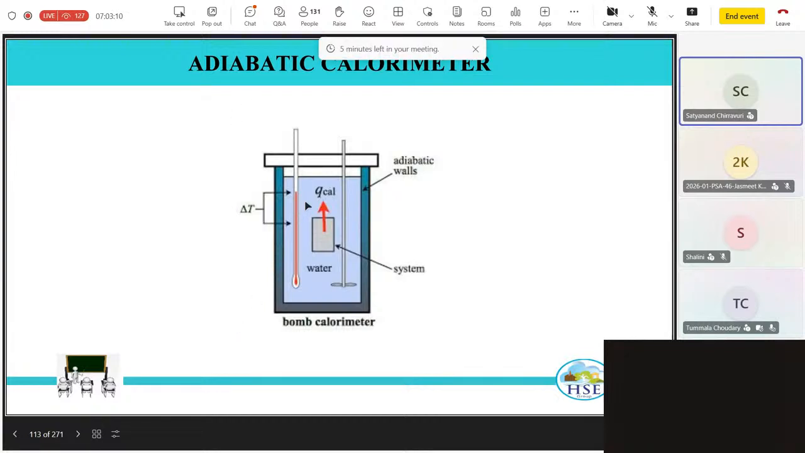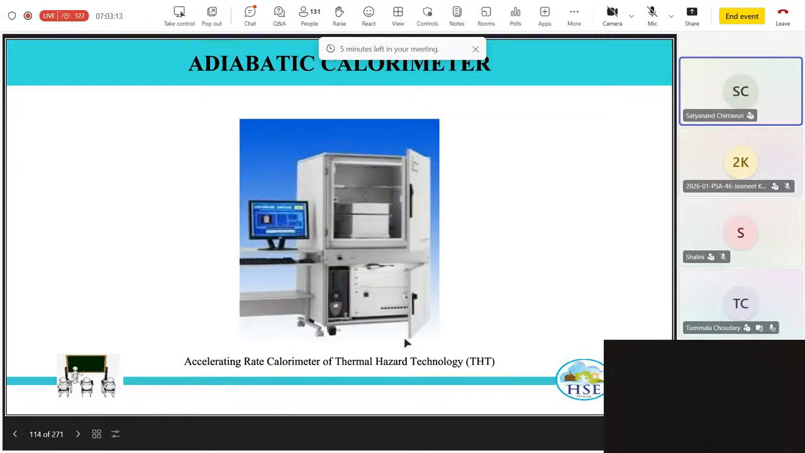In an adiabatic calorimeter, you do nothing. This is in fact the Ramal Hazard Technologies accelerating rate calorimeter. You take a bomb and put it inside this adiabatic unit, which makes sure that the whole thing is adiabatic. You close it, keep on increasing the temperature, and then see the magic of what happens. You will be able to understand the complete decomposition kinetics, and you can use that information for your process. So the accelerating rate calorimeter is a perfect adiabatic calorimeter.